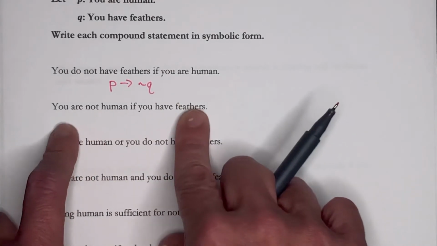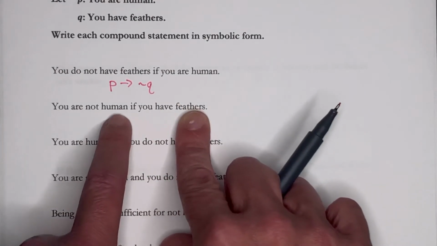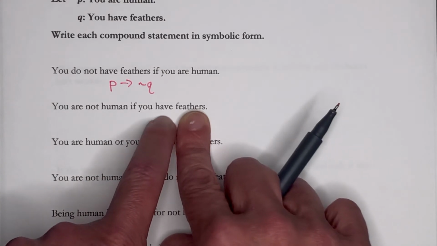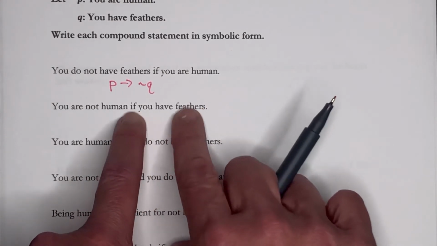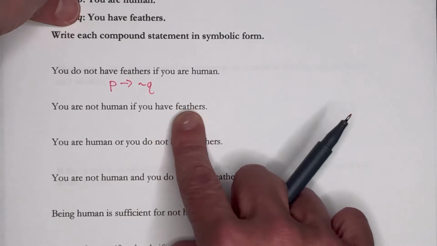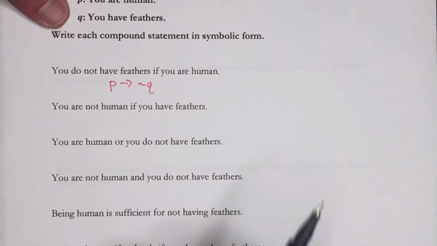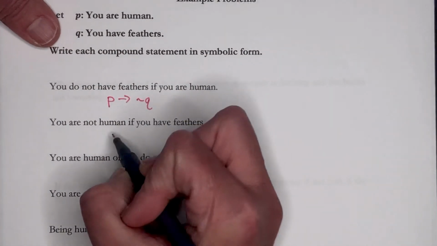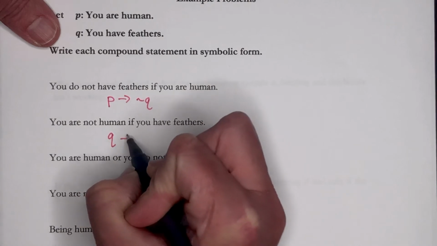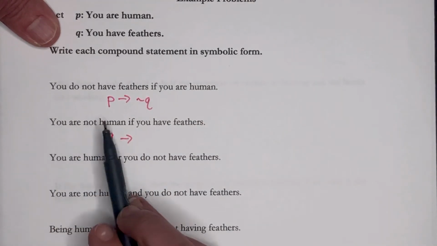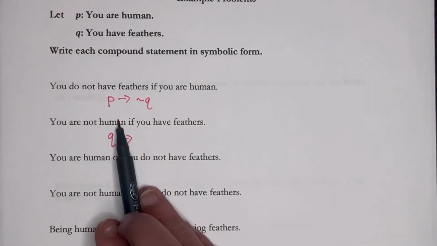Okay, let's try this one. You are not human if you have feathers. Here the if statement is the feathers, which is Q. So you have feathers. So this is Q, and then you are not human. So not human would be not P.